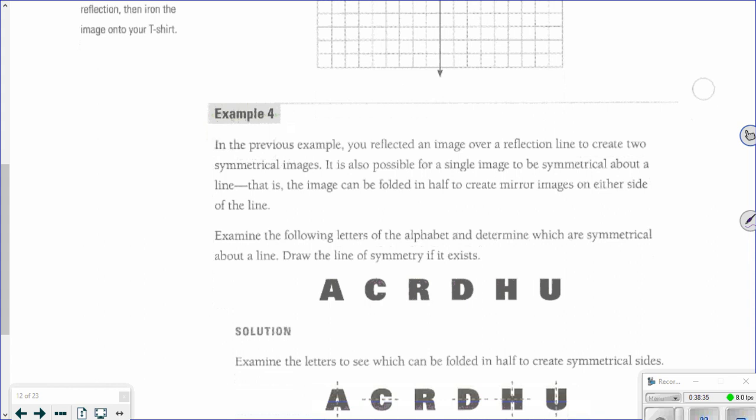Okay, the last little bit says, in the previous example, you reflected an image over a reflection line to create 2 symmetrical images. It's also possible for a single image to be symmetrical about a line. That is, the image can be folded in half to create a mirror image on either side of the line. This is basically drawing your lines of symmetry. So you guys have done this before.